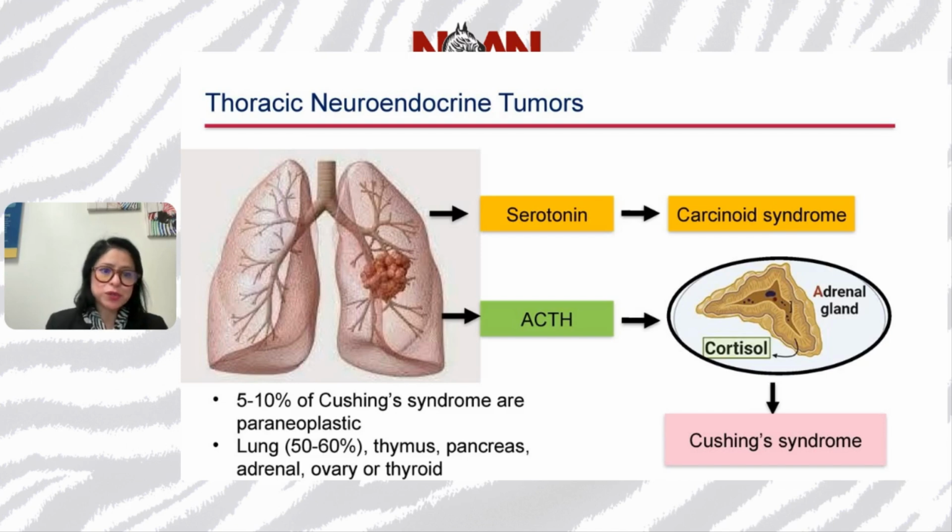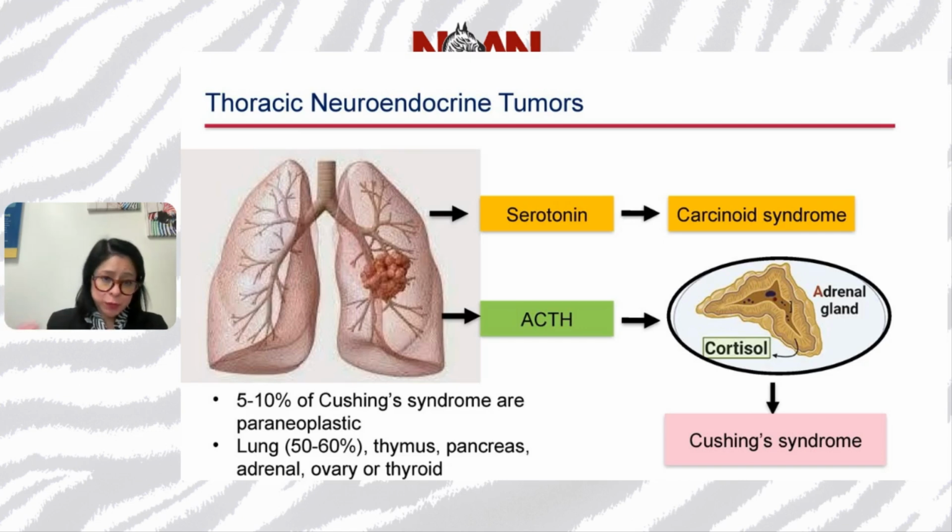Thoracic neuroendocrine tumors are neuroendocrine tumors that can be localized in the lungs as well as the thymus. These tumors can also secrete excess hormones, can secrete serotonin too, and this serotonin can cause carcinoid syndrome. But these neuroendocrine tumors can also produce another hormone in excess, called ACTH. ACTH stands for adrenocorticotropic hormone. This ACTH is responsible for stimulating the cells in the adrenal gland to produce cortisol.